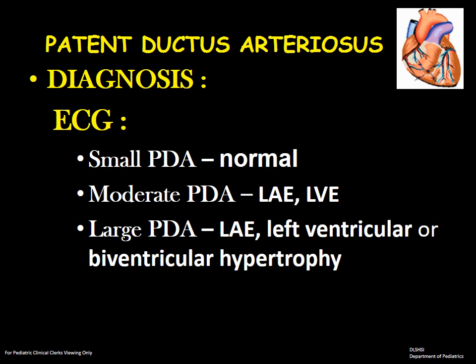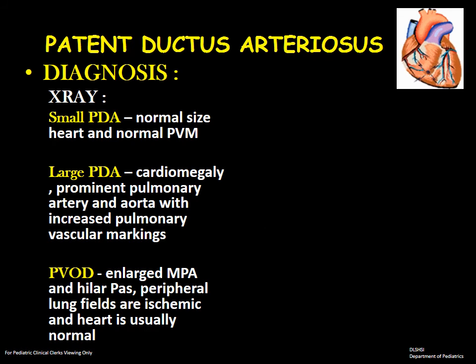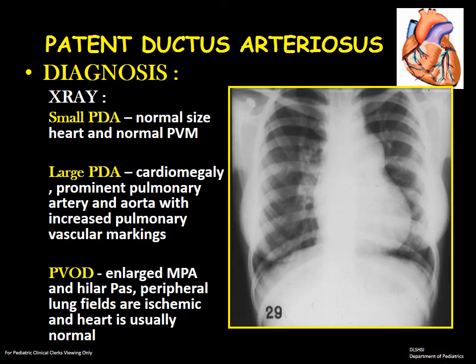Diagnosis by ECG in small PDA is usually normal. In moderate PDA, there will be left atrial and left ventricular enlargement, and in large PDA, left atrial, left ventricular, or combined biventricular enlargement. Your chest X-ray in small PDA will reveal normal size with normal pulmonary vascularity. Large PDA will have cardiomegaly, prominent pulmonary artery and aorta with increased pulmonary vascular markings. In PVOD, there is already an enlarged MPA and hilar PAs. There will be ischemic lung fields and the heart is usually normal.